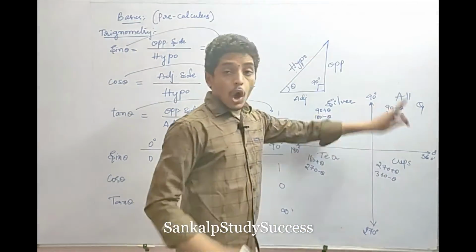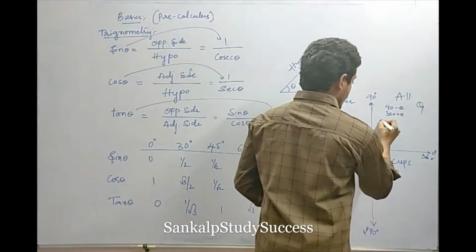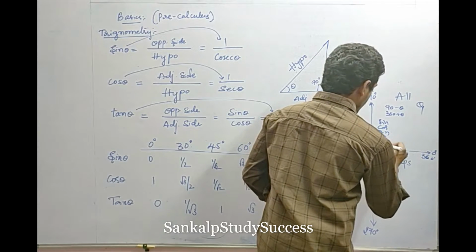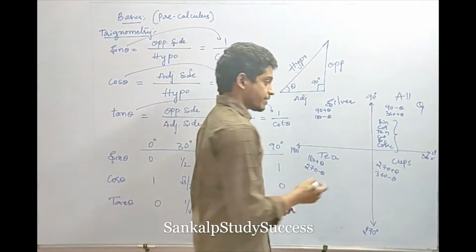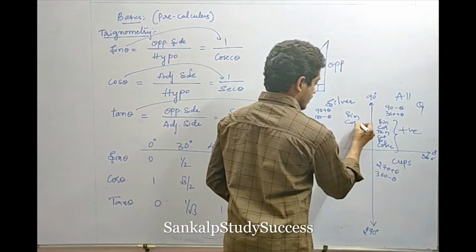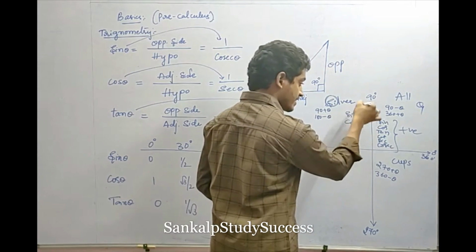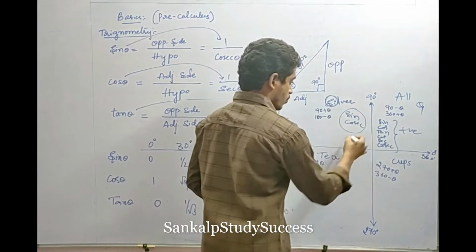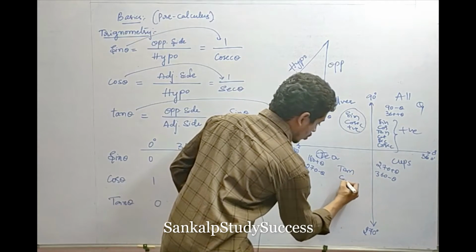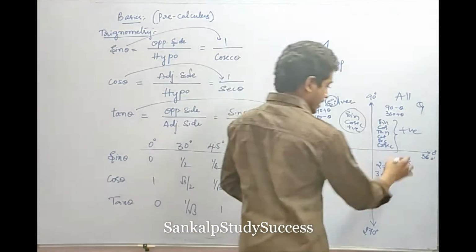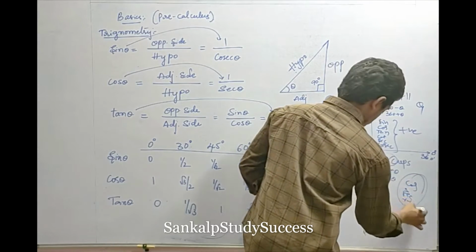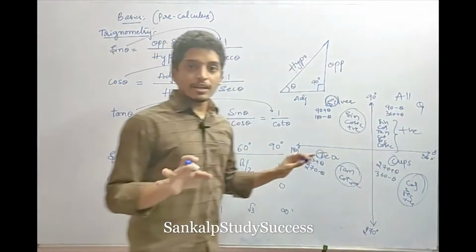In quadrant 1 friends, all 6 functions are positive, that is sine, cos, tan, cot, secant, cosecant. Right friends? Nothing is negative here. Now in silver, only sine and cosecant are positive, that's why SI means sine and its inverse cosecant, remaining are negative. Next one, T means tan and cot, only these two are positive, remaining are negative. And cups starts with C, right? So cos and secant, these two are positive, remaining are negative.